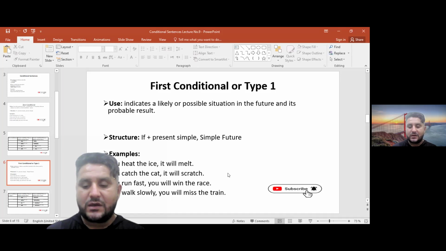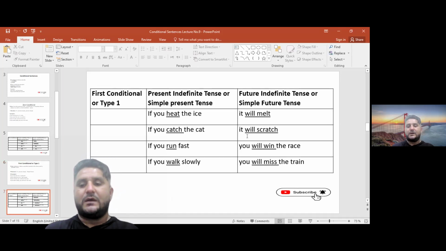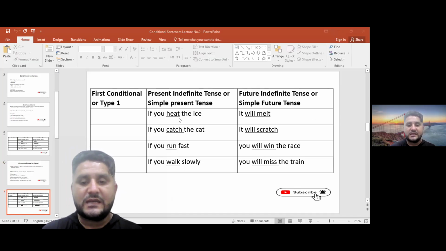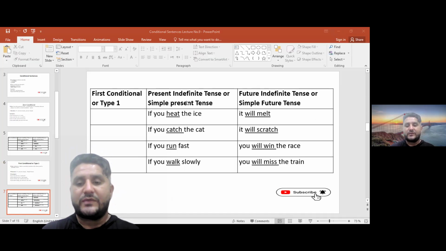Let's have the analysis now in the next slide. That's first conditional, or type 1. Here we see present indefinite or simple present tense. The if clause is still in the simple present or present indefinite, but the main clause is in the future indefinite or simple future tense. Analysis of examples: if you heat the ice, it will melt. If you catch the cat, it will scratch. If you run fast, you'll win the race. If you walk slowly, you'll miss the train.